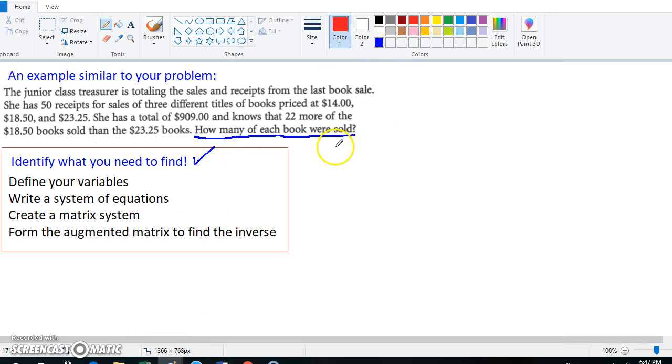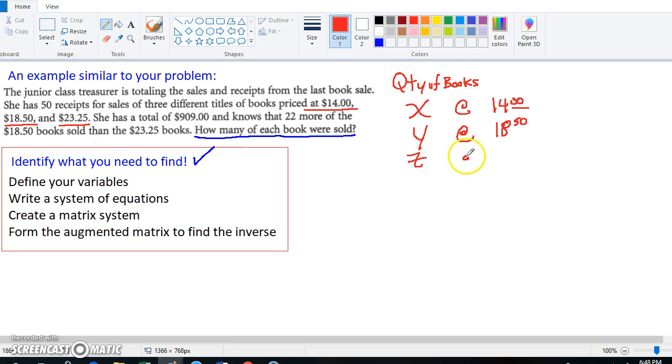We have 3 variables because we have 3 different kinds of books. We have books priced at $14, books priced at $18.50, books priced at $23.25. So I'm going to say X is the quantity of books at $14, Y the quantity of books at $18.50, and Z the quantity of books at $23.25.